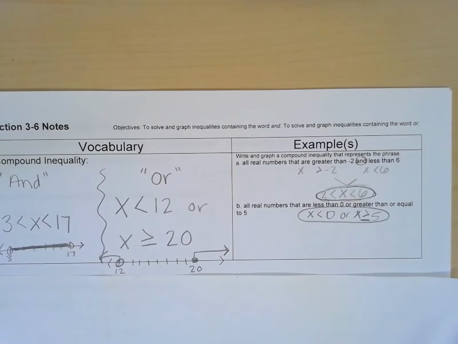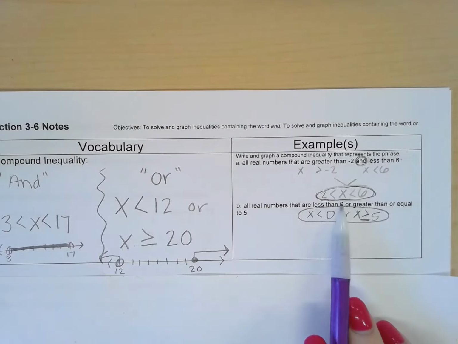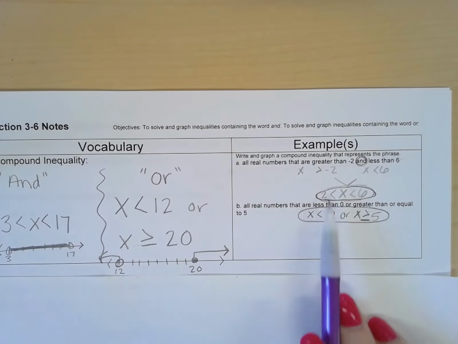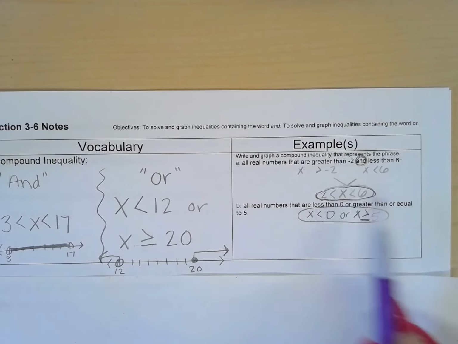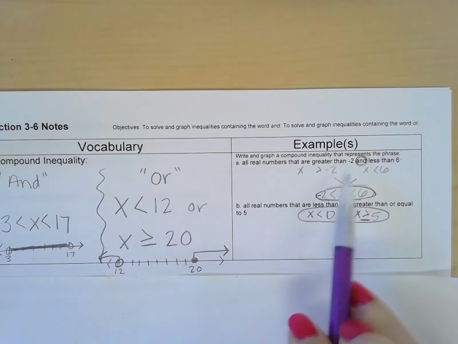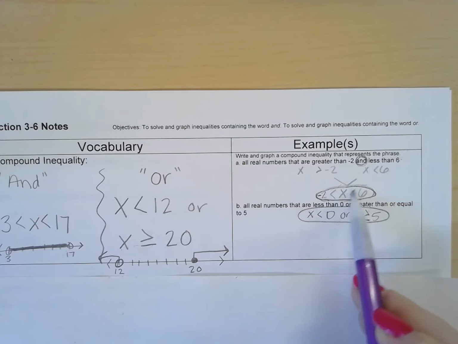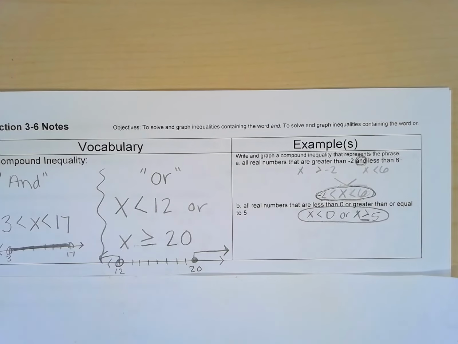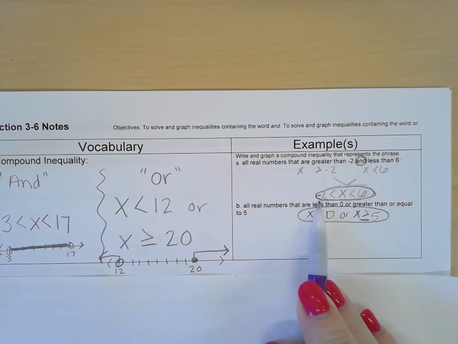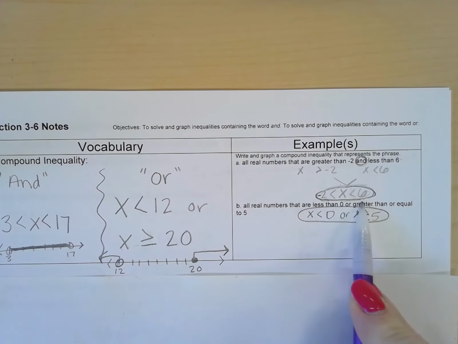So what does that look like in an actual problem? So it says, write and graph a compound inequality that represents the phrase. For A, it's all real numbers that are greater than -2 and less than 6. So what we're going to do, because we see the AND sign, is we're going to put the x in the middle, and you're going to make sure you have a less than and a less than sign. And so this should be -2, because that's the smallest number, is less than x is less than 6, which is the larger number. So it always goes in that order. Small number, x in the middle, larger number.